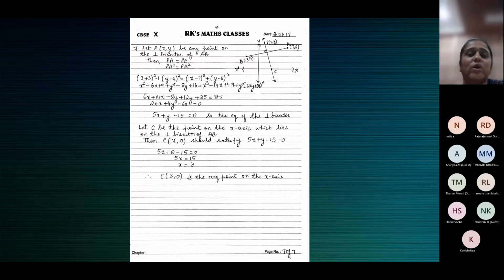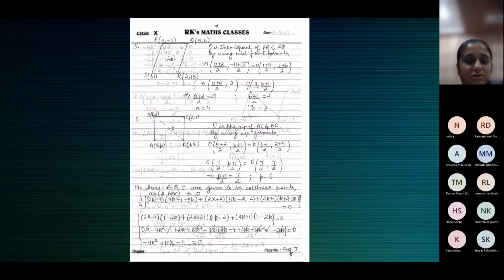So I've taken a random point on the perpendicular bisector, and you know that PB is equal to PA, for the same reason. Triangle congruent, so sides are equal. So when you work PA square is equal to PB square, you get an equation, and that's the equation of the perpendicular bisector. Oh, we have to find the equation of the perpendicular bisector also, is it?